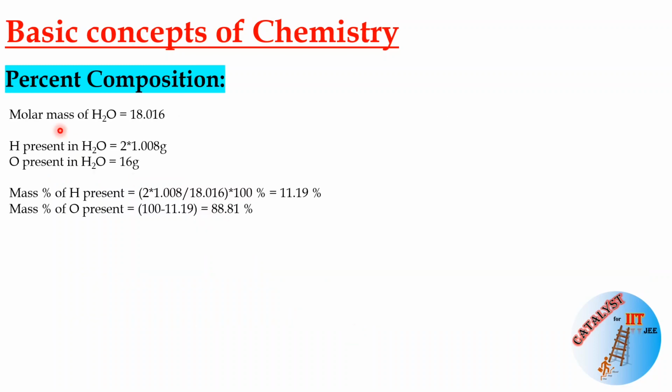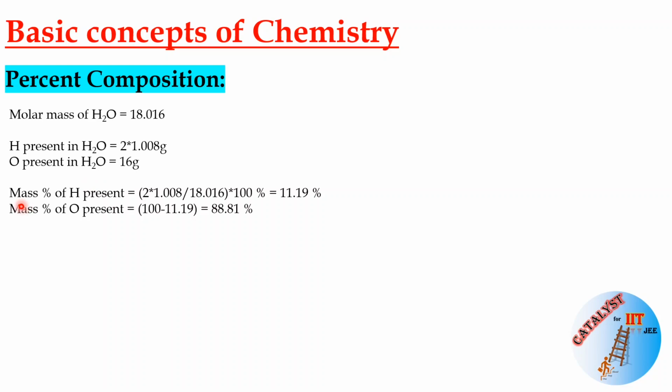Now the concept of percent composition is quite similar. If you know the molar mass of water, let's take this example, the molar mass of water is 18.016, and the hydrogen present in H2O will be 2H, like 2 into 1.008 gram, because the atomic mass of hydrogen is 1.008 gram. Now the oxygen present in H2O will be 16 gram, correct?